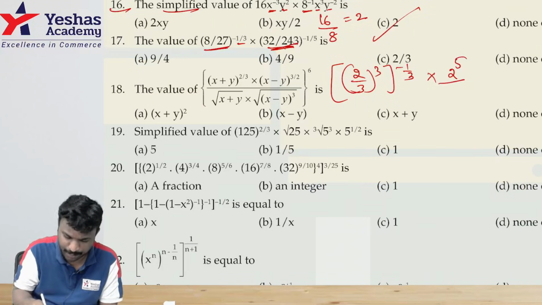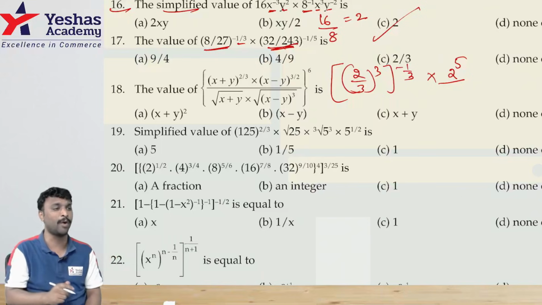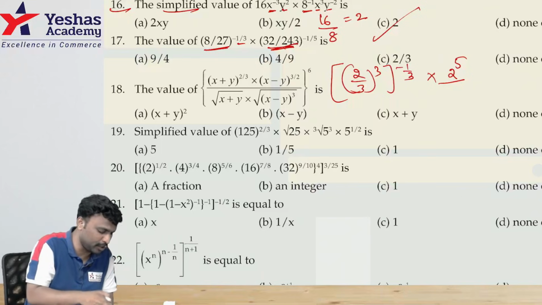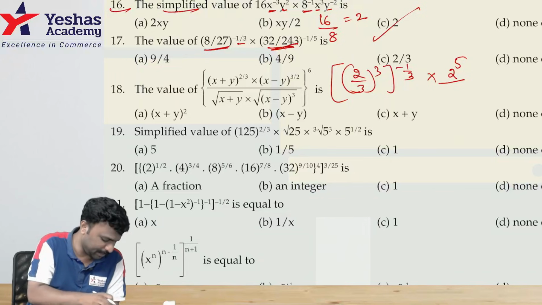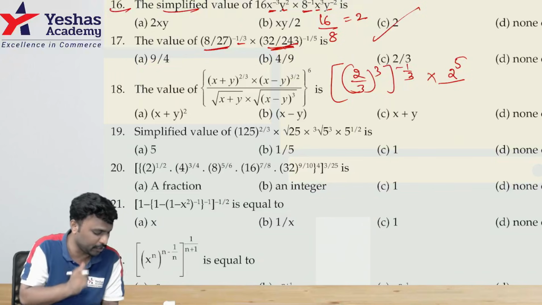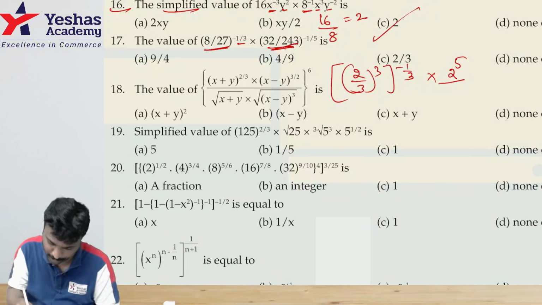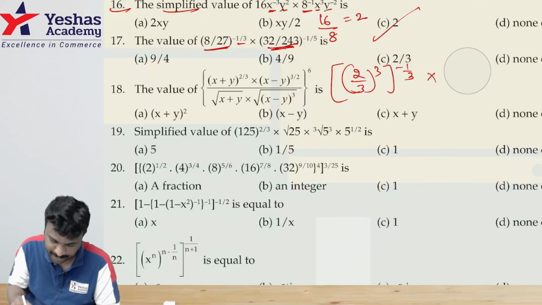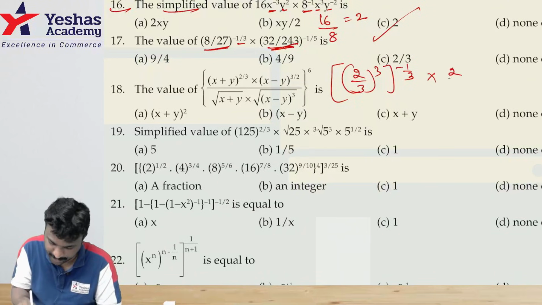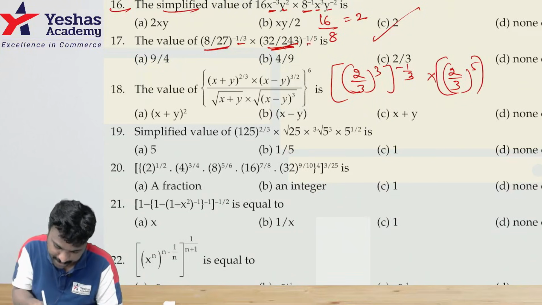And 243 cannot be written in the form of a 2. It can be written in the form of a 3. 3 power what is 243? Very good. How? Type 3, press into, keep pressing equal until you get 243. Counter number is 6, actual power is 5. That means it is 2 by 3 whole power 5, isn't it? Whole power what? Minus 1 by 5.